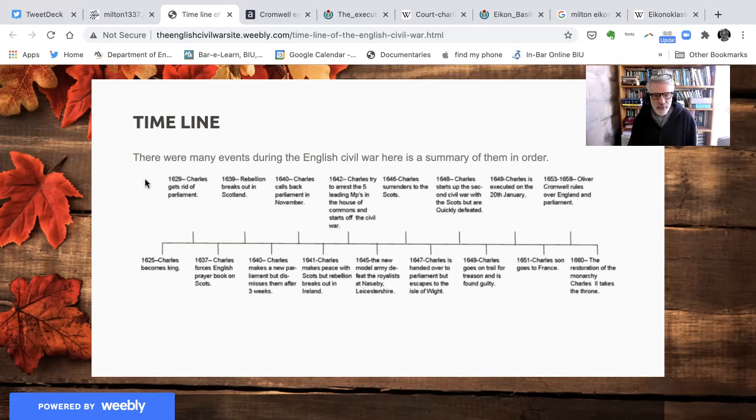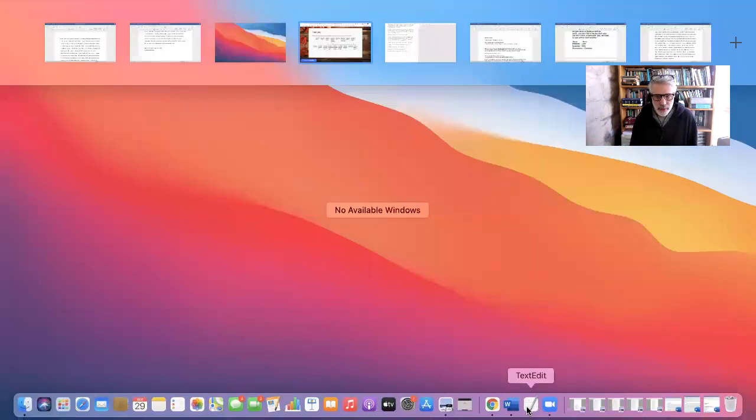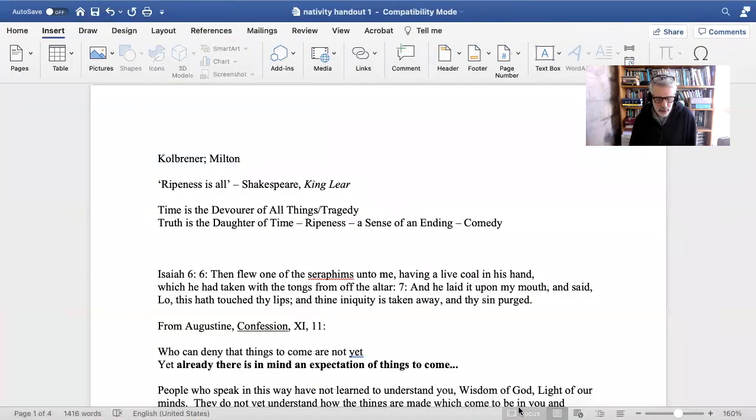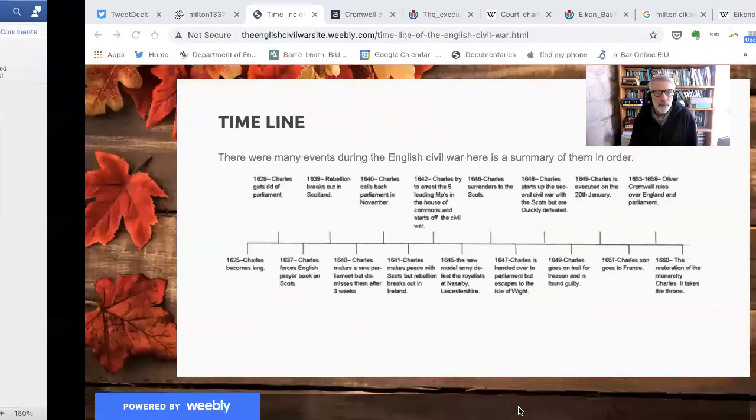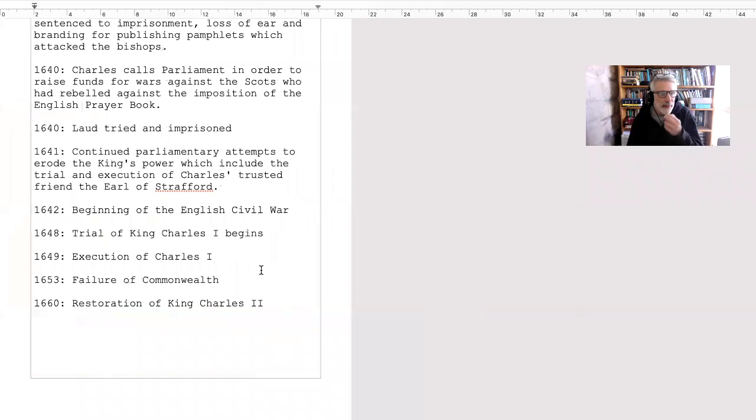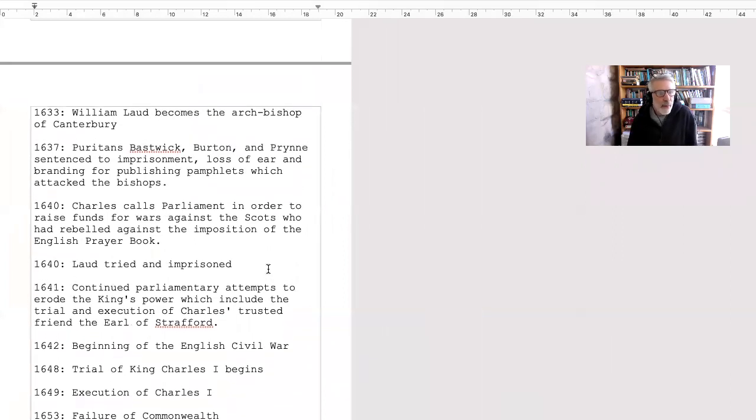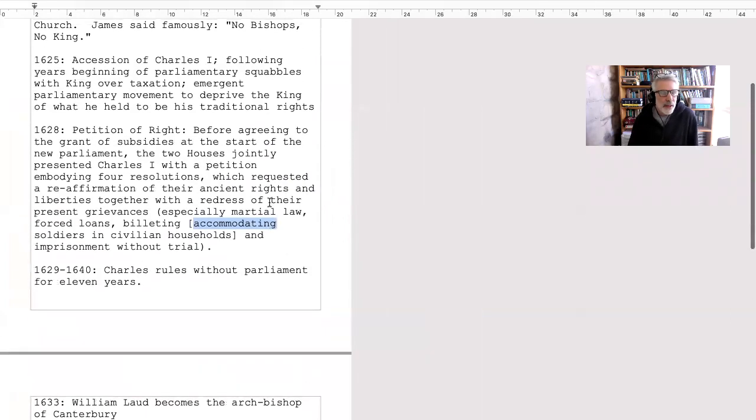his main man, his Archbishop of Canterbury, who's this guy named Stafford. I think I have it in my timeline here from a long time ago. Let's see that one here. So Stafford, he introduced the altar table back into the church.